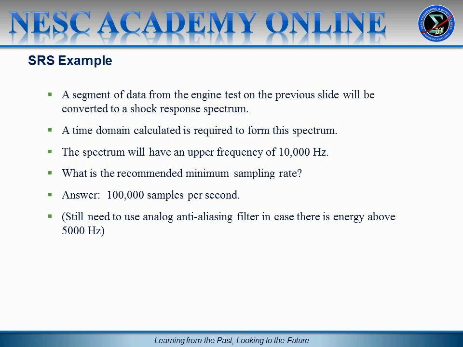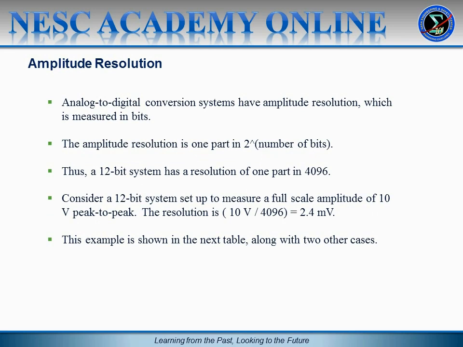And again, the maximum frequency in the source energy is going to be, or is at least expected to be, 5000 Hz. So let's set our sample rate at 100,000 samples per second, and that is being driven by our maximum frequency of interest in this case. But once again, we still need to use analog anti-aliasing filters in case there is energy above 5000 Hz.